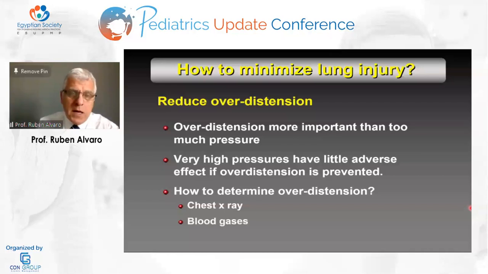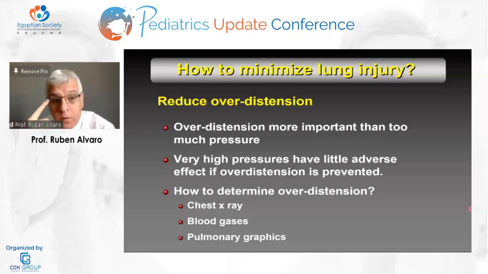The next one is, of course, a blood gas. If you're using too much volume, at the beginning, you can get hyperventilation and low CO2s. But if your overventilation is significant, you could end up with significant air trapping, increased dead space, and actually your CO2 will start going up. Okay? Finally, which I think is more accurate and precise, and will give you an idea sooner than when you get significant overdistension, is the use of pulmonary graphics.